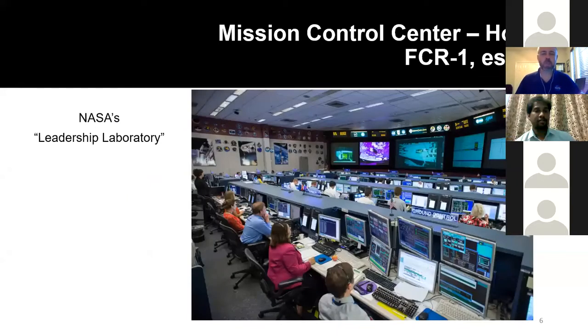So what does mission control look like? Well, this is what Flight Control Room 1 looks like here in Houston, and this is where we fly the space station from. First thing to point out to you is on the far wall, there are a lot of patches on the wall, a lot of plaques.